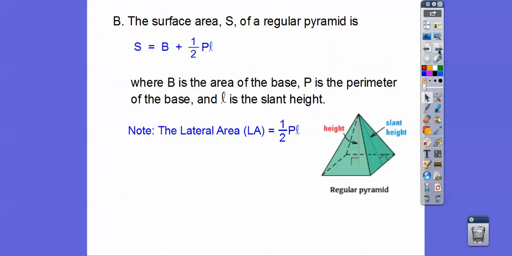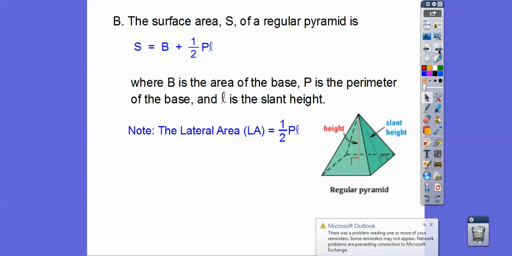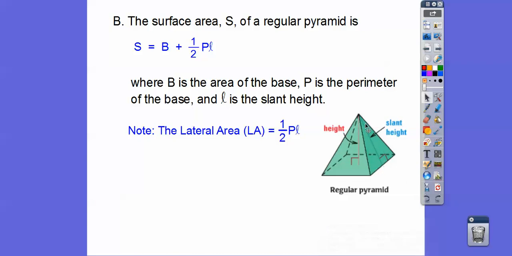Okay, so surface area of a regular pyramid is the area of the base, that's what this is, plus 1/2 PL. The P is the perimeter of the base, and the L is that slant height right there. This is L right there. Okay, and then the lateral area, don't worry, the lateral area is not on the final. It'll ask you for the total area, but the lateral area is everything except the B.